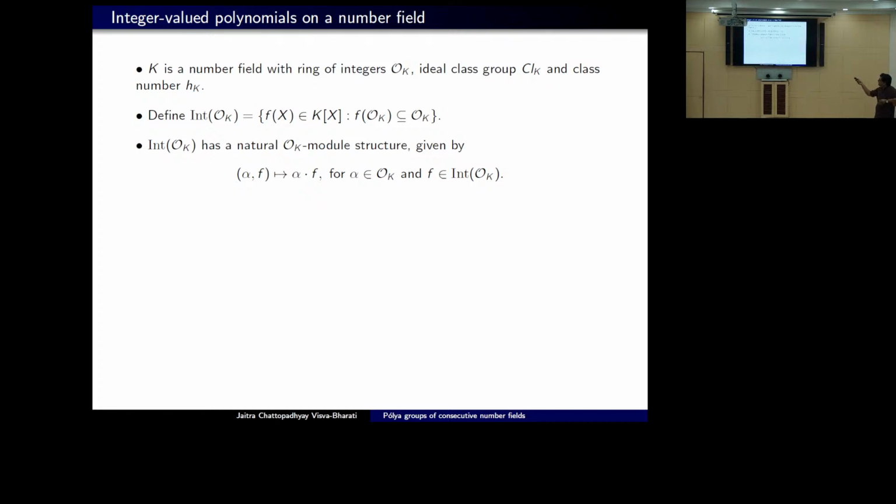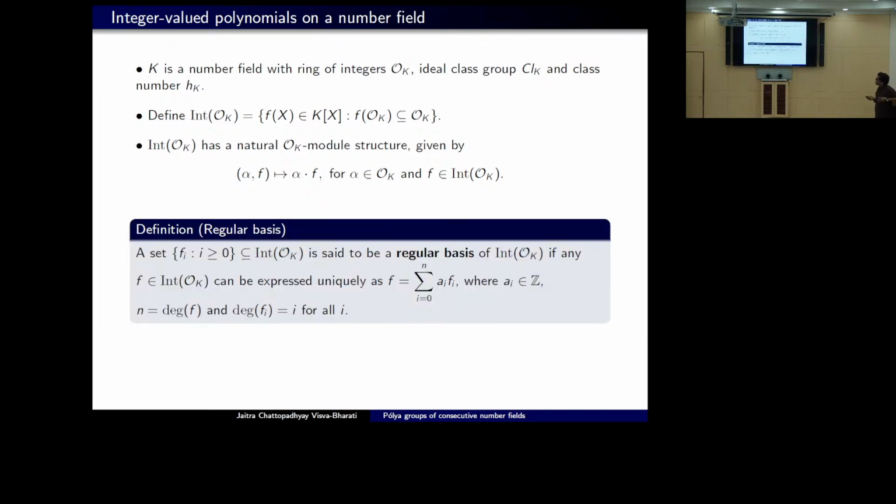So we take an element alpha from O_K and some polynomial f, and we send it to alpha times f. We can check that this is indeed giving it an O_K-module structure. Now the algebraic question we can ask is whether this module has some nice structure in terms of a basis, called a regular basis. So a collection f_i of polynomials in Int(O_K) we call a regular basis if any polynomial in Int(O_K) can be expressed uniquely as an integer linear combination of f_1, f_2 and so on. Now the point is this definition is actually motivated from the theorem of Polya and Ostrowski.